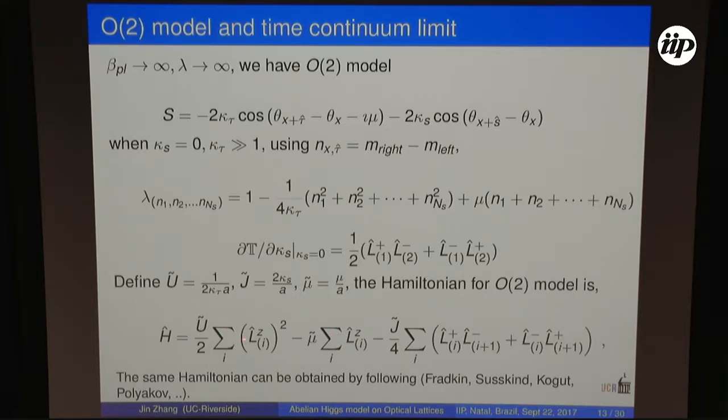This procedure is consistent with the method by Fradkin, Susskind, Kogut, Polyakov. They can directly do the time continuum limit: if you decrease the lattice spacing in the tau direction and do some calculation, you can still get this Hamiltonian.